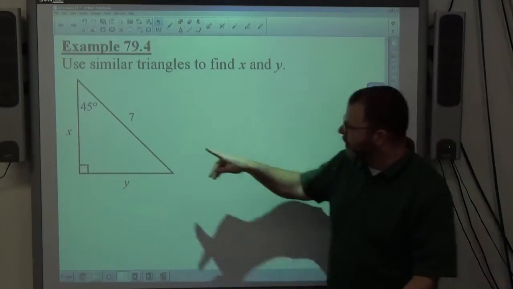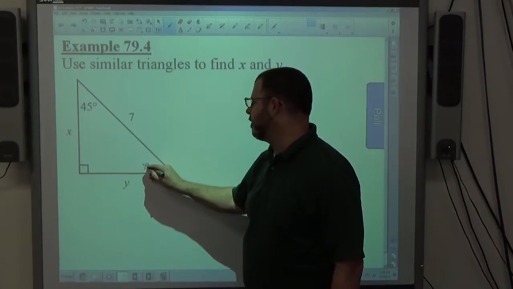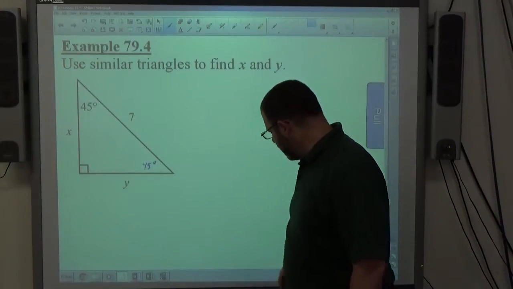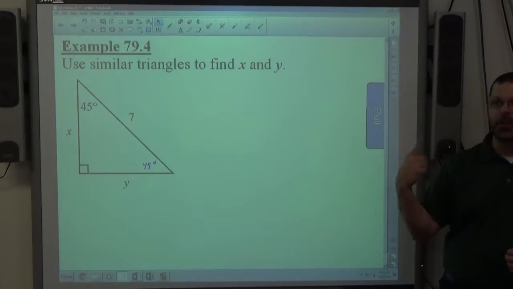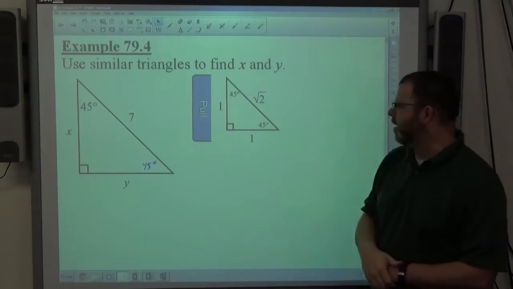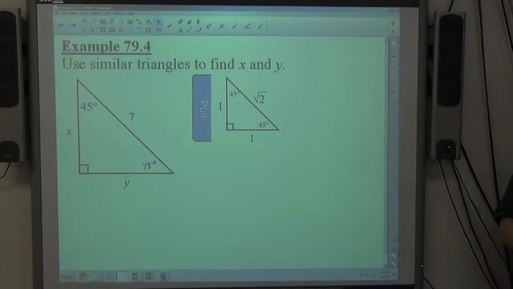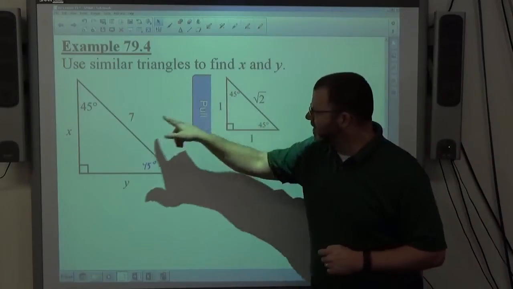What I have is a 45-degree angle and a right triangle, which immediately makes the other angle down here in the corner 45 degrees. We've already done this type of problem with a 30, 60, 90 right triangle where they said use similar triangles. They only drew one triangle. Okay, you can't do similar triangles without two triangles. So the fact that every 45, 45, 90 right triangle is similar to that one is what we're going to use.